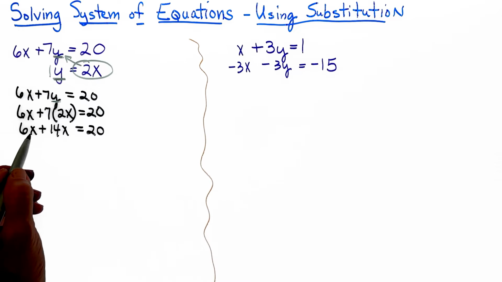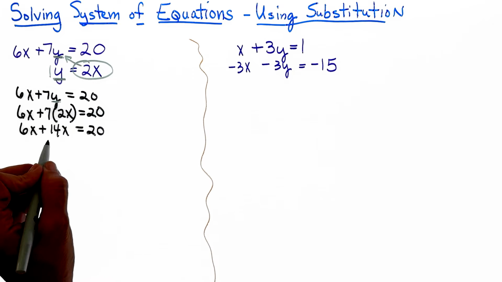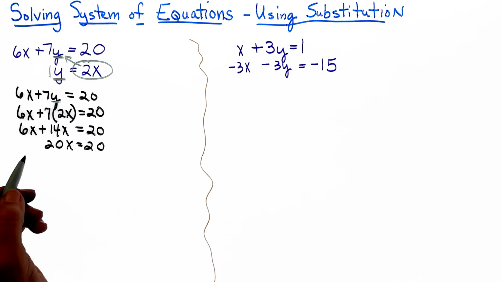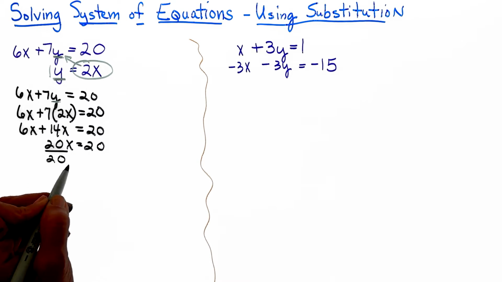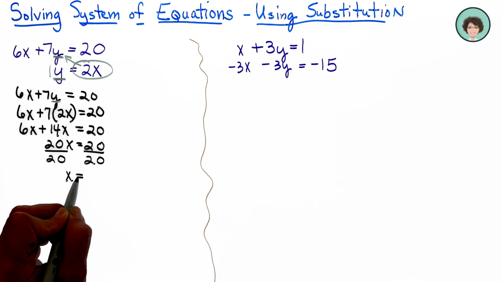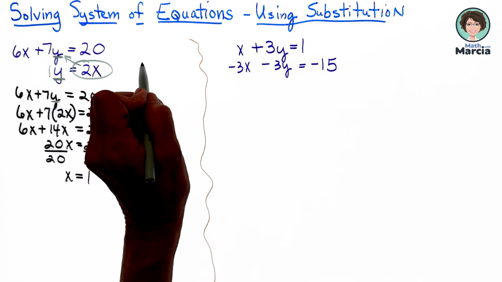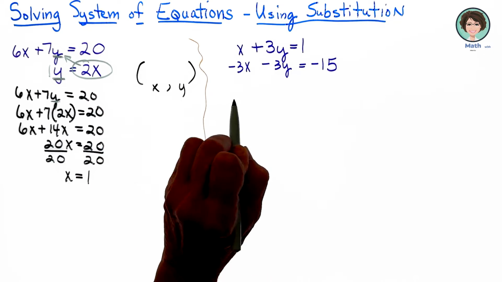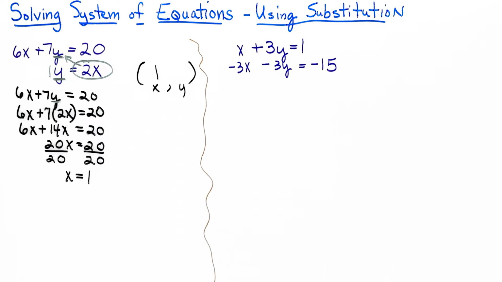Notice, I am now going to add my x's together. So I end up with 20x is equal to 20. And last step, we know from multiplication, the inverse is division. So x is equal to 1. And right up here, I like to start my ordered pair for my answer because you will have an ordered pair. For every x, there will be one y value and only one y value for the problems that we'll be working today.